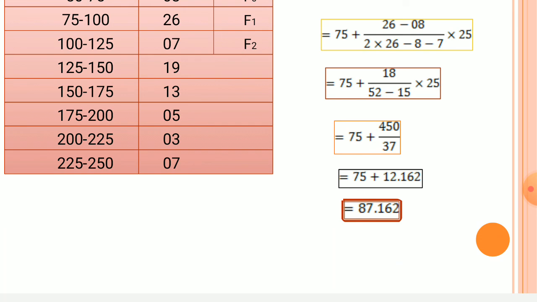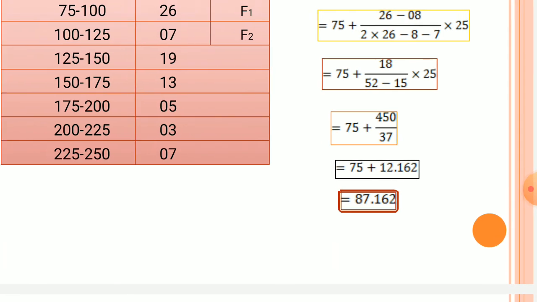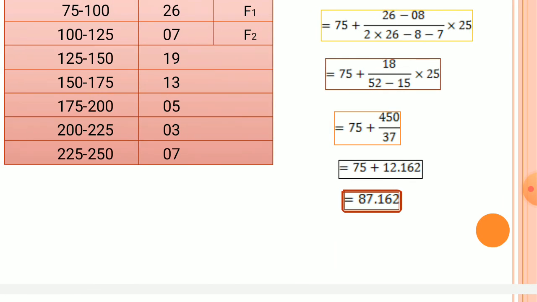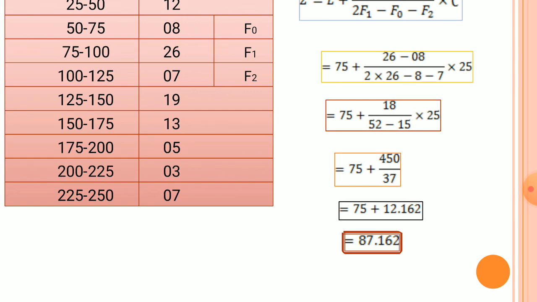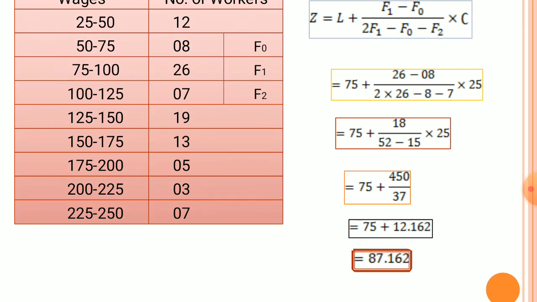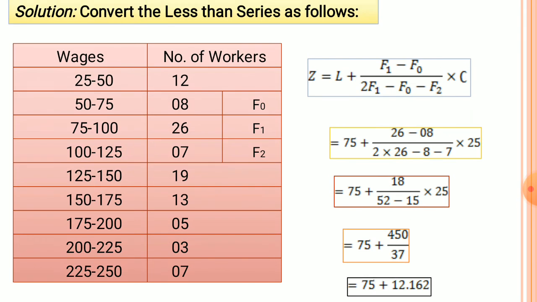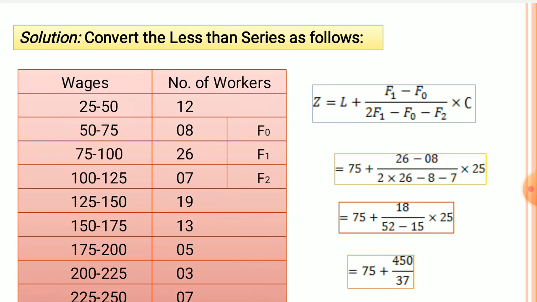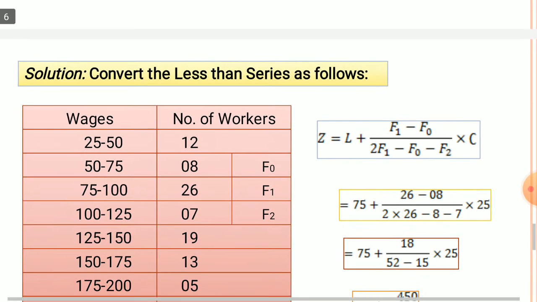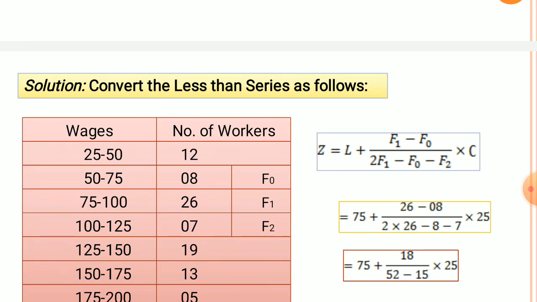That is 12.162. Therefore 75 plus 12.162. When we add these two, we get 87.162. We call 87.162 the modal value. Therefore Z is equal to 87.162. So this is the way in which we can locate the modal value for discrete and for continuous series.